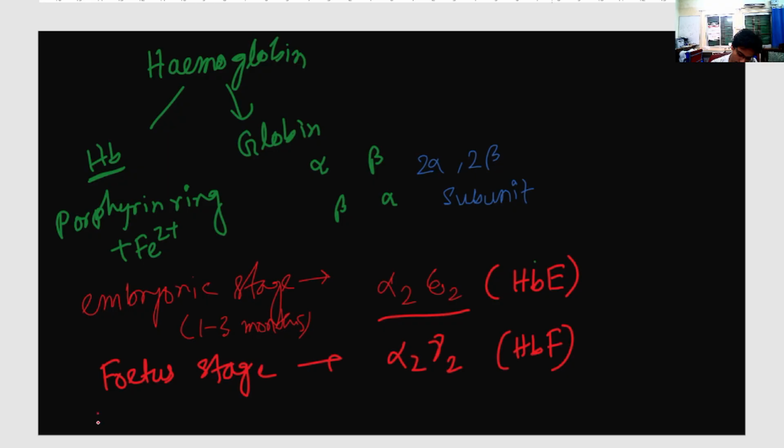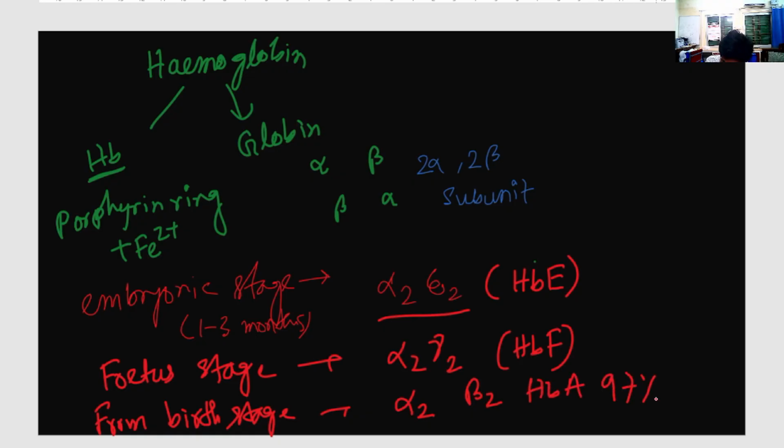From the birth stage, it will be alpha 2 and beta 2. That form is 97%, called hemoglobin A, HbA. Another chain is alpha 2 delta 2, which is less than 3%.